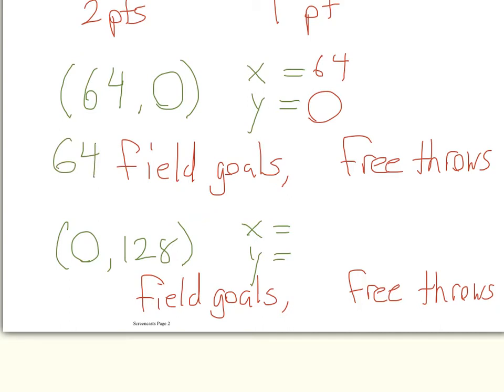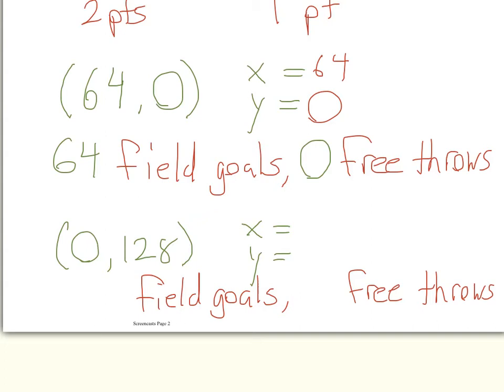And how many free throws? Well, if y is 0, that means they didn't make any free throws, which makes sense too, because remember, this team scored 128 points in one game, which means if they scored 64 field goals, each of those field goals being 2 points each, 64 times 2 is 128. And no free throws means there were no 1 points added to each of those 128 total. So that makes sense. So in the context of this problem, 64, comma 0 means 64 field goals and 0 free throws.